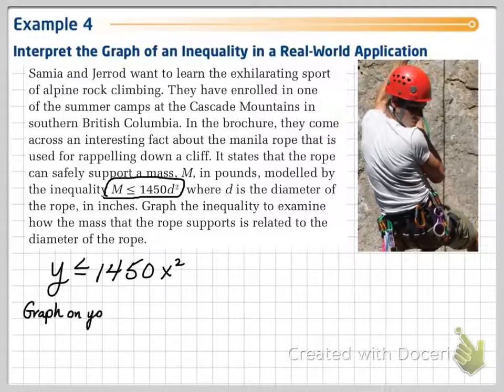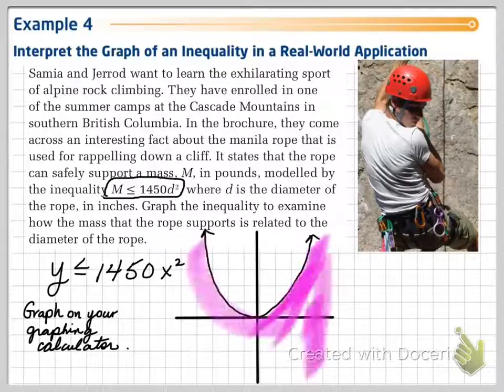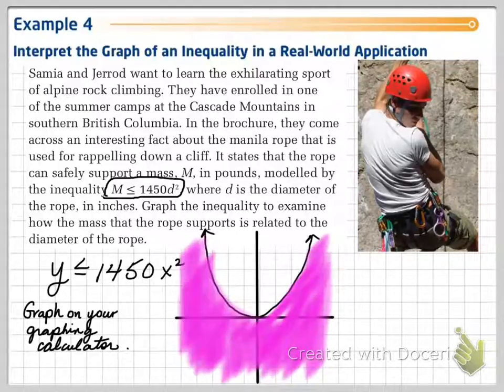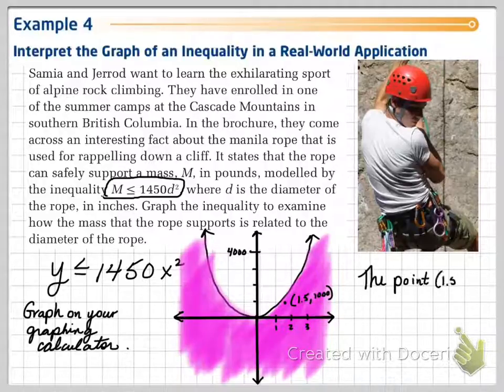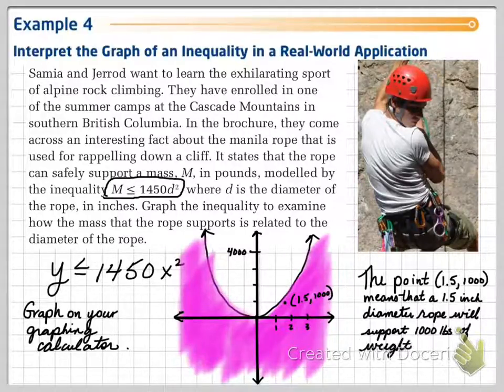Now we can put it into our calculator. These are some big numbers, so you're going to have to change your window a lot. We really don't need the negative part, but if we just did the positive part, you can see that's what it's going to look like. And here's 4,000, and there's the point 1.5, 1,000. It asks on here, does the point 1.5, 1,000 mean that a 1.5 inch diameter rope will support 1,000 pounds of weight?